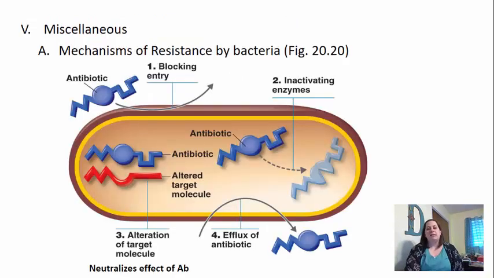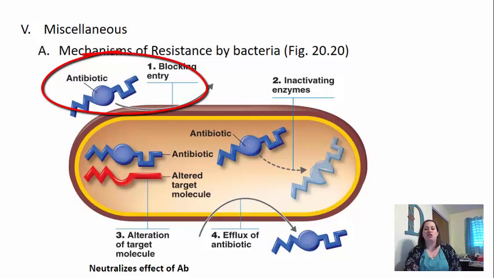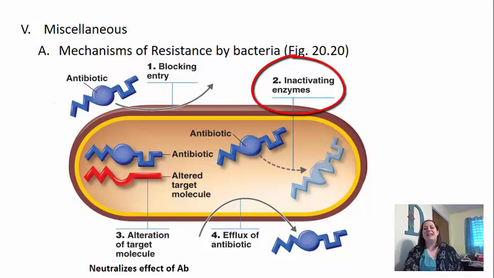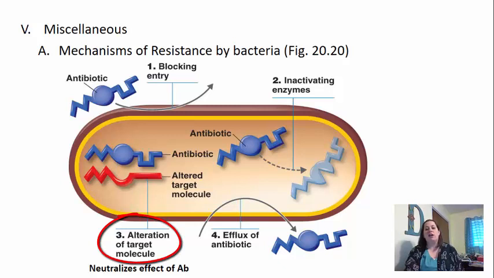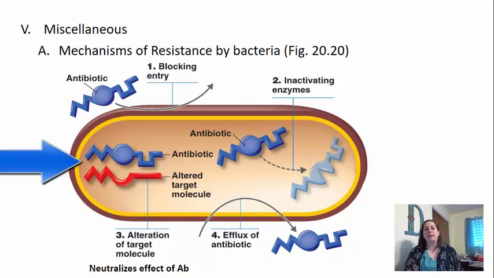So some miscellaneous mechanisms of resistance that bacteria can have. One thing is it can block the entry of the antibiotic that you see here. So the antibiotic cannot gain access. If it cannot gain access, it cannot do its job. Two is it can have inactivating enzymes. So the antibiotic gets in, but there are enzymes that break it apart and make it so that it is neutralized and not used. Over here on number 3, we see that they can alter the target molecule. So the antibiotic is going to target a certain molecule, but they have altered it in such a way that the antibiotic now cannot work against it.